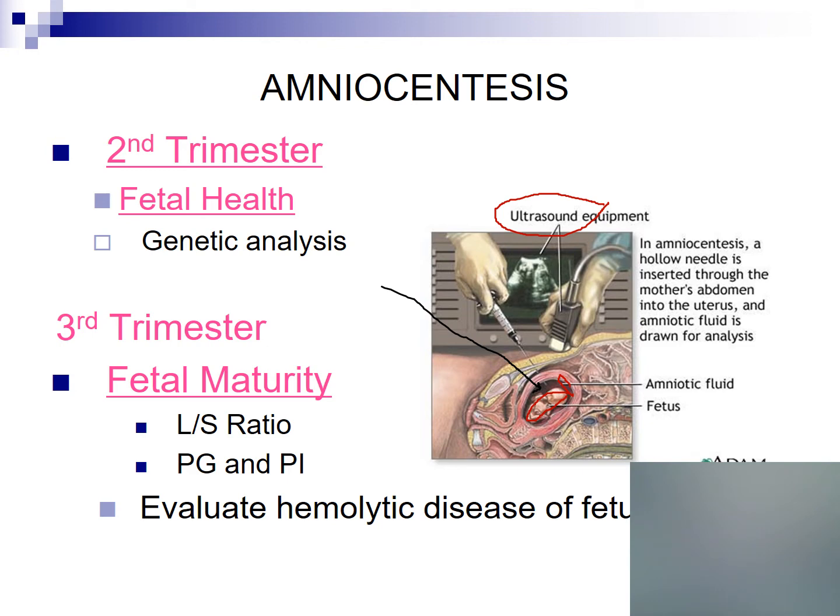Then the area will be numbed up by the healthcare provider, and then a very large syringe and needle will be, the needle of course, will be injected into that pocket of fluid, and they like to extract about 20 to 30 milliliters of fluid. Amniotic fluid should look clear, maybe yellow or straw colored. It should not be green or black or bloody or anything like that.